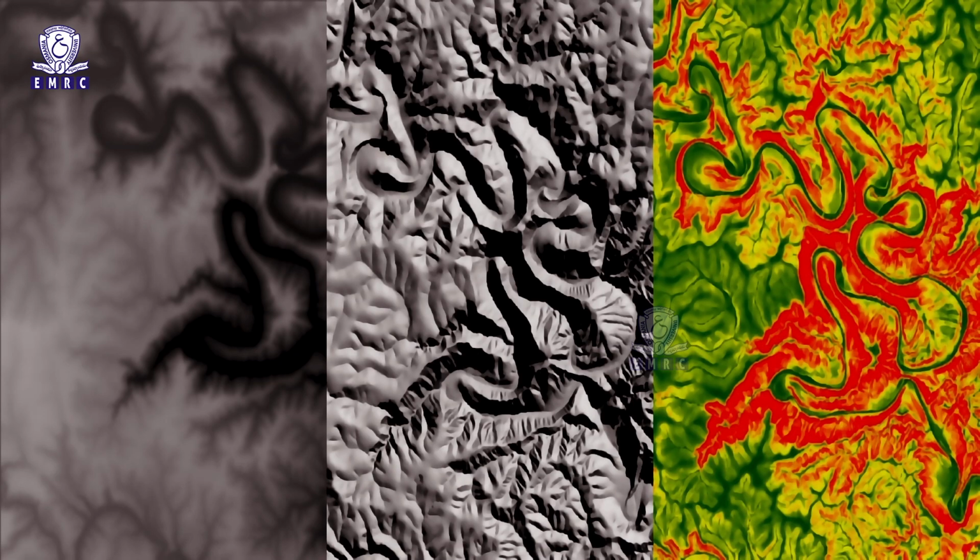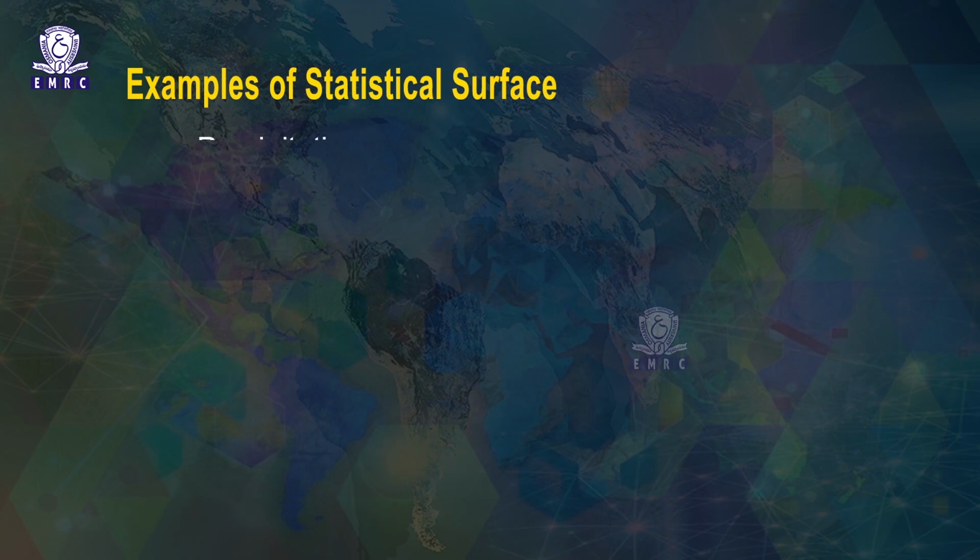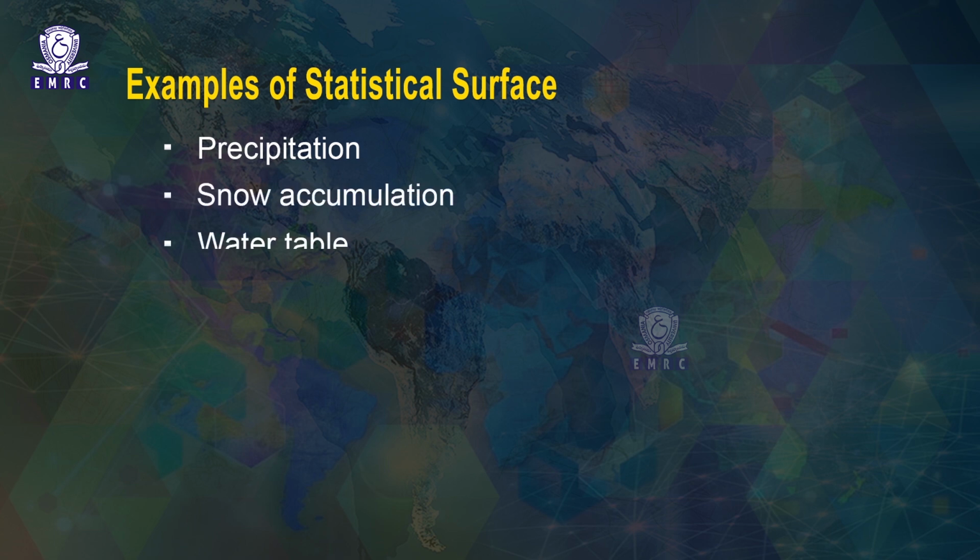There are two different types of surface. One which we are familiar with, that is a terrain, whereas the other one does not have a physical form but can be visualized in the same way as a land surface. Cartographers call this type of surface the statistical surface. Examples of statistical surface include precipitation, snow accumulation, water table and population density.